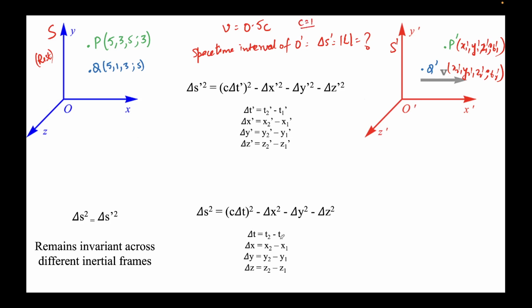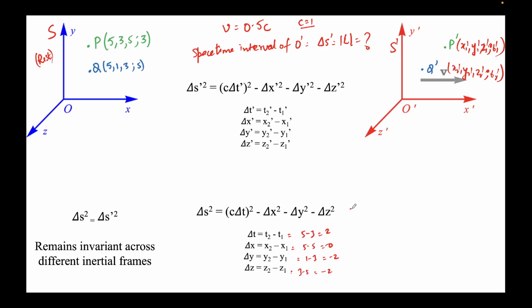Delta t we can find as t2 minus t1. So t2 minus t1 would be 5 minus 3, which comes out to be 2. Delta x would be x2 minus x1, so 5 minus 5, which comes out to be 0. Delta y is y2 minus y1, so 1 minus 3, which comes out to be minus 2. And finally delta z is z2 minus z1, so 3 minus 5, which will again be minus 2.